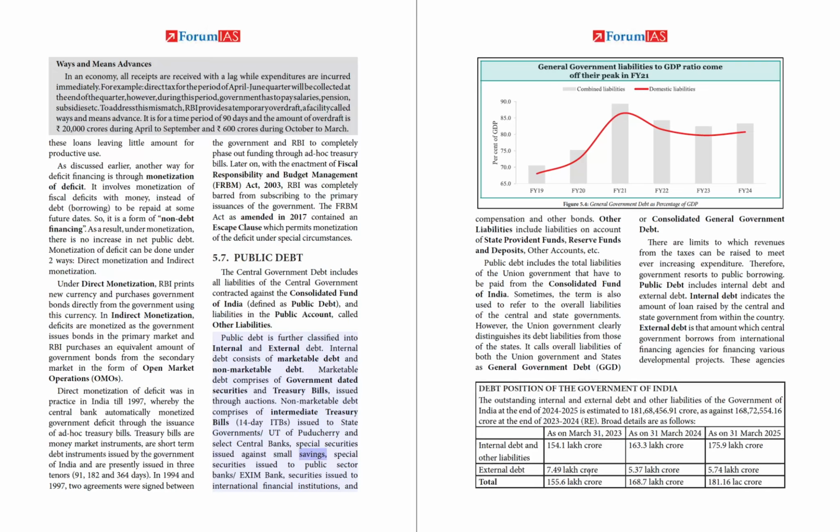securities issued against small savings, special securities issued to public sector banks and EXIM Bank, securities issued to international financial institutions, and compensation and other bonds. Figure 5.4, General Government Debt as percentage of GDP. Other liabilities include liabilities on account of state provident funds, reserve funds and deposits, other accounts, etc.